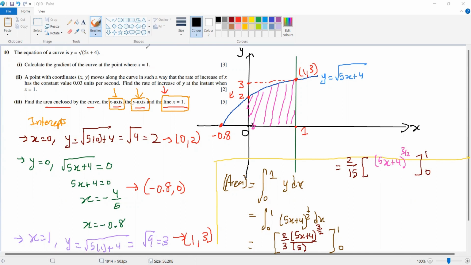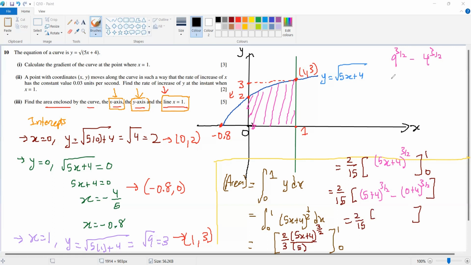So when you substitute that, now this becomes evaluating 2 over 15. Let's put a 1: the 1 becomes 5 plus 4, power of 3 over 2, minus 0 plus 4, power of 3 over 2. It's a definite integral, so no constants. All right, so 2 over 15, this becomes 9 to the power of 3 over 2 minus 4 to the power of 3 over 2.